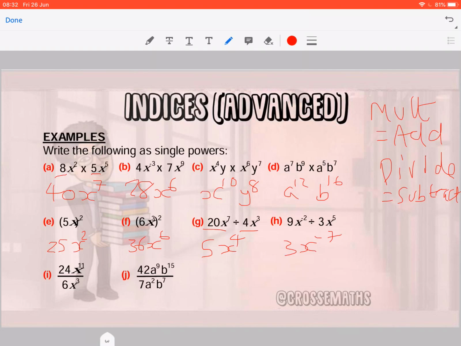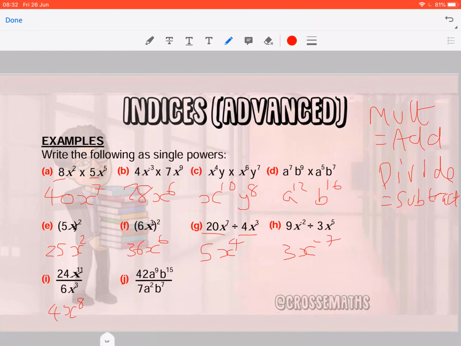24 divided by 6 gives me 4. x^11 and x^3. If I take away those two, I get x to the power of 8. 42 divided by 7 is 6.